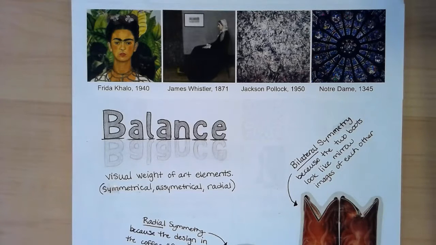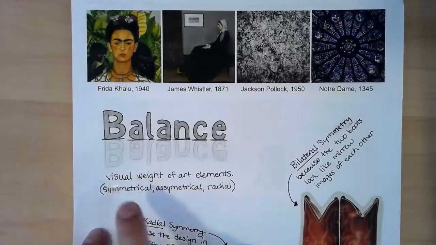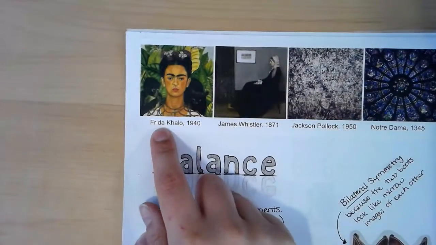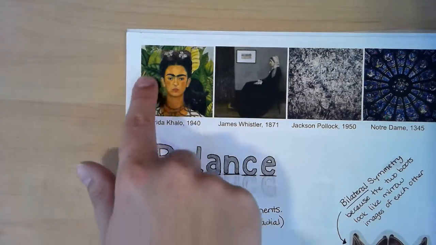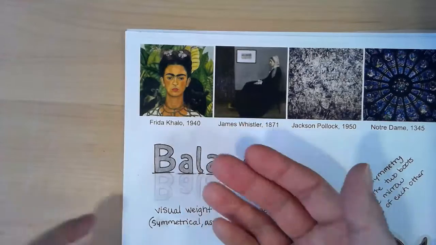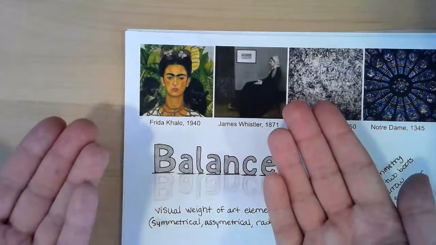Along with the principle of balance, we also discuss symmetry, and they are two very different things. Balance is visual weight of art elements. Talking about Frida Kahlo's work specifically, we had this black chunk here and a black chunk here. A monkey and a cat are very different, but they take about the same amount of space, and that's why it was visually balanced.